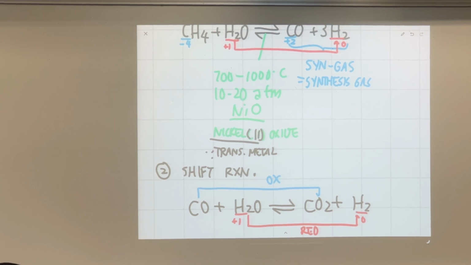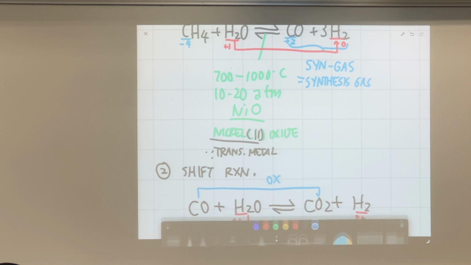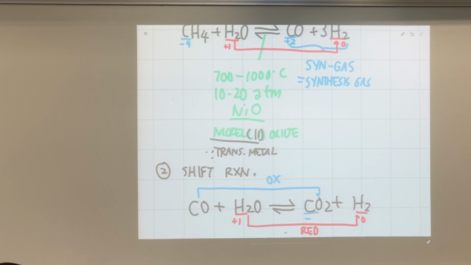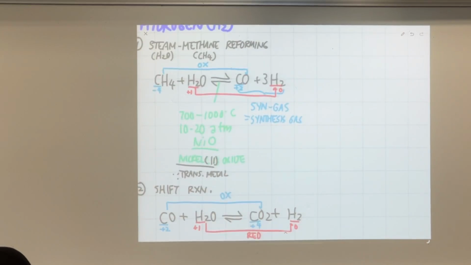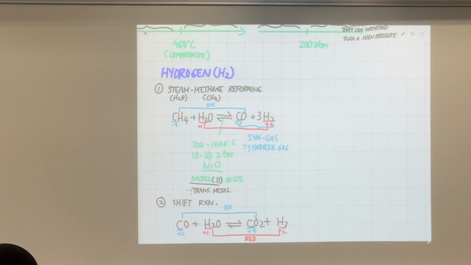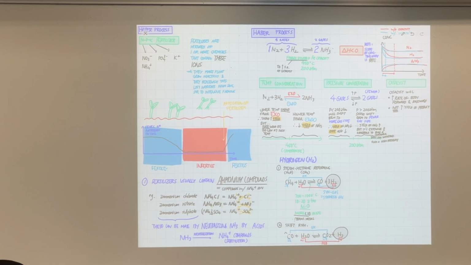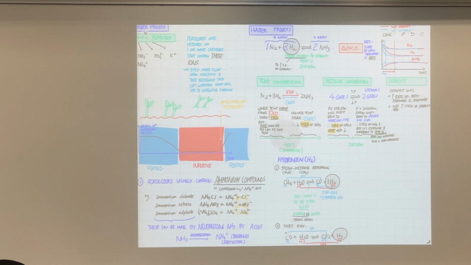+1 to 0 for hydrogen, and +2 to +4 for carbon. So that is an oxidation going on. This is what you should know. And can you circle the product? We do these reactions because we want to make hydrogen. The hydrogen can then be used in the Haber process. We need to get some hydrogen. So this reaction will help us get some hydrogen.